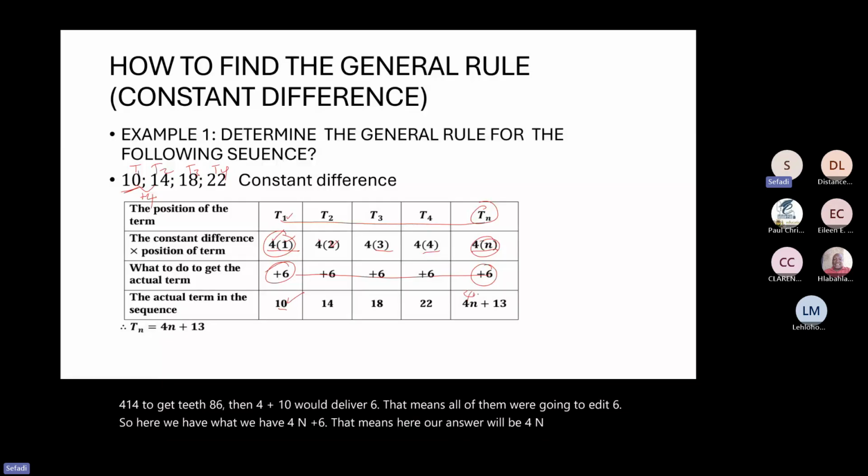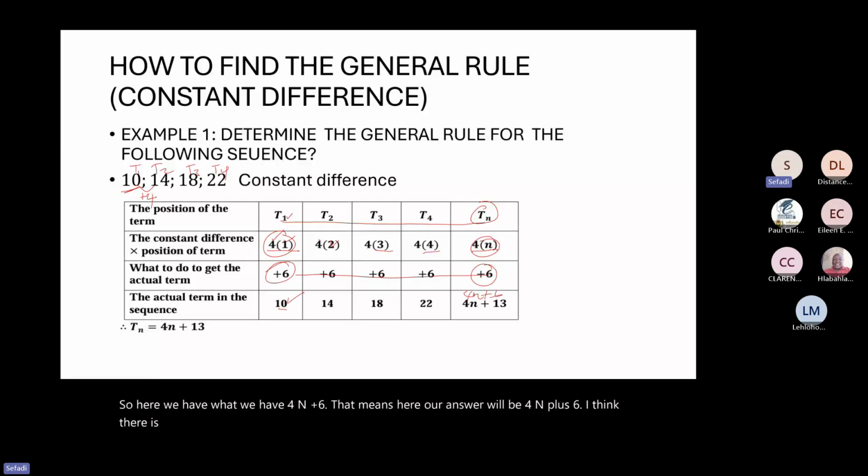I think there is a typing error here, and I'm sorry for that. Here is going to be 4n plus 6. That is how it's going to look. This will be your general rule.